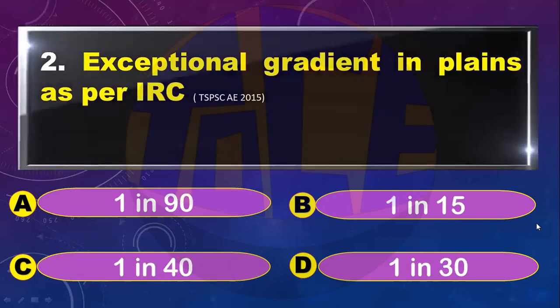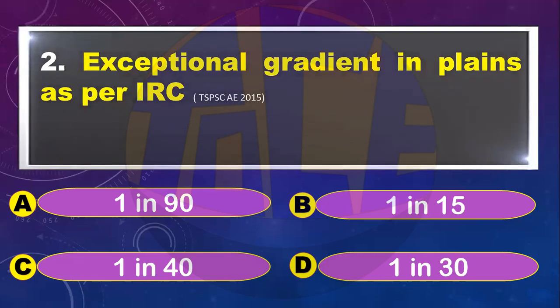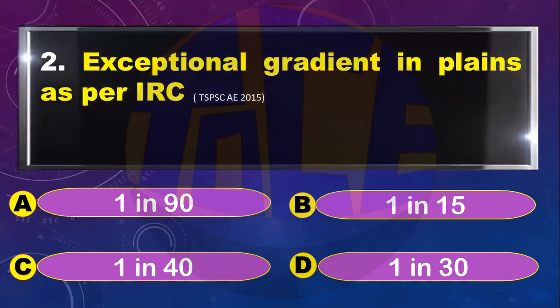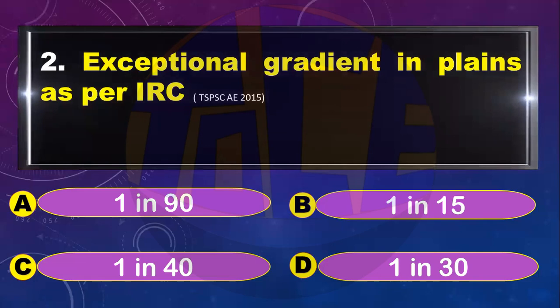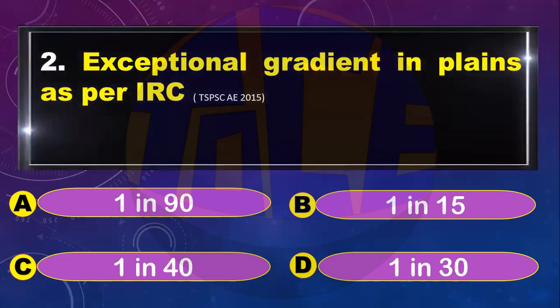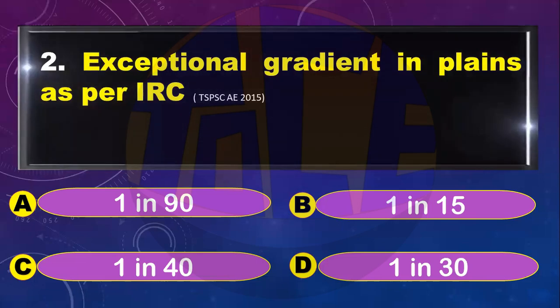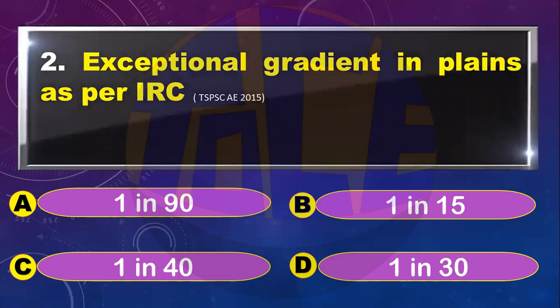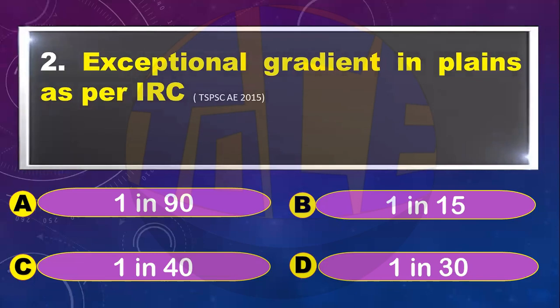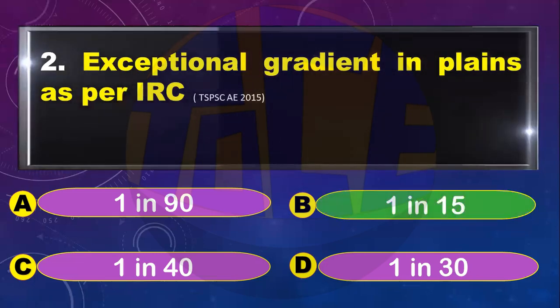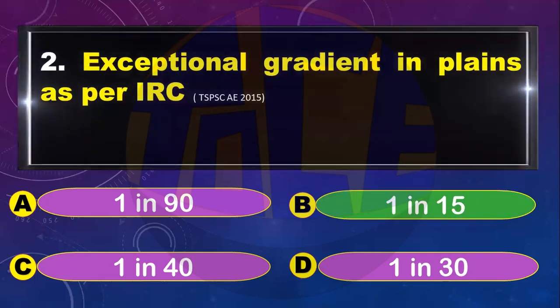Second question, exceptional gradient in plains as per IRC. Option A, 1 in 90; option B, 1 in 15; option C, 1 in 40; option D, 1 in 30. The correct option is option B, 1 in 15.